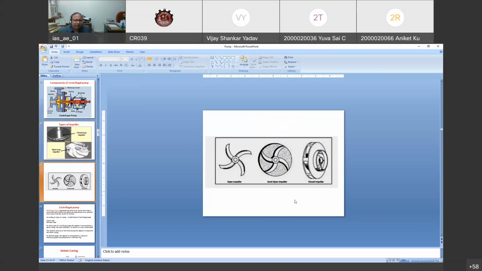Try to see this figure. Is it visible? Okay, so you can see this figure. This is the semi-open impeller, meaning it is not fully open, but here one side has a boundary and the guiding vanes are there. Here no boundary is there, both sides are open, and only the guiding vanes are there, which are rotating.